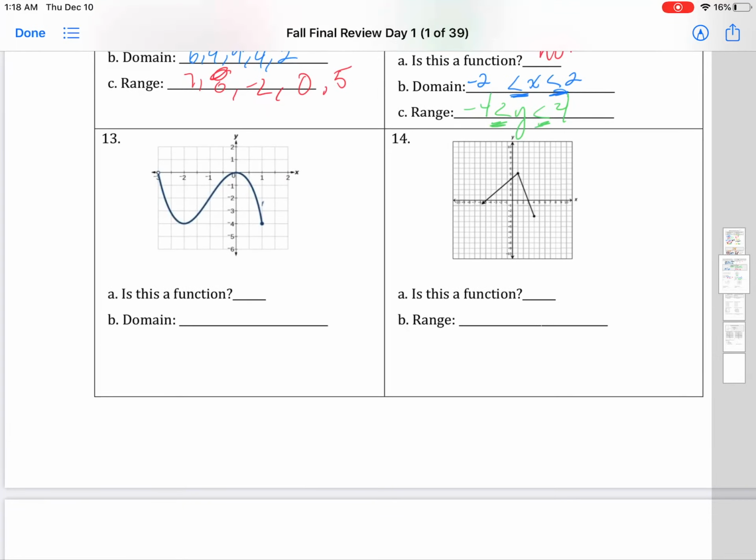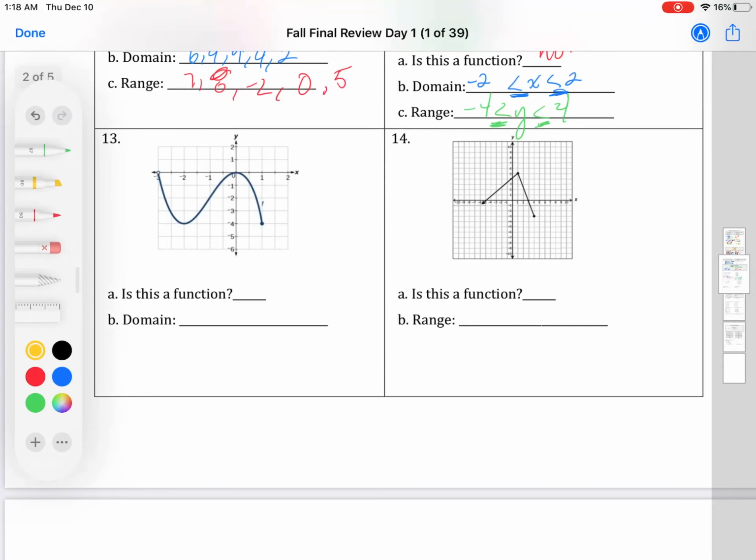When you're ready, go ahead and try number 13 and 14. What we said is domain is the left number to the right number. Range is the bottom number to the very top number of your graph. Okay, so try 13 and 14, please.